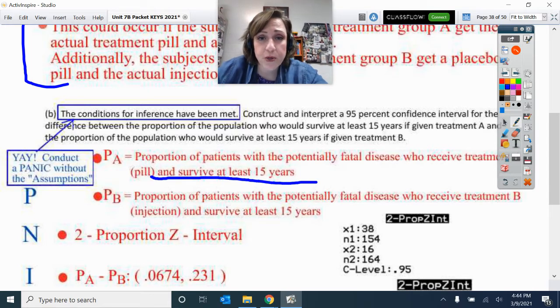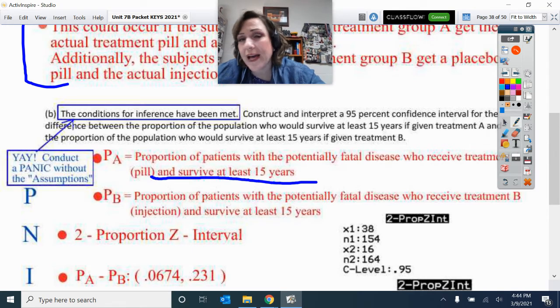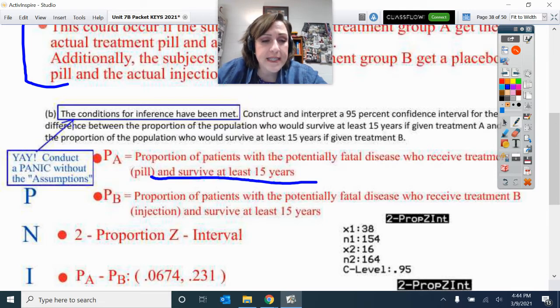You can't just say the proportion of people who get treatment A. Okay, that's not the proportion of people who get treatment A. It's the ones who get treatment A and survive at least 15 years. That's what we are measuring. Okay, and same thing with P of B, the proportion of patients with a potentially fatal disease who get treatment B, which is the injection, and survive at least 15 years. That's the indicator we are measuring.